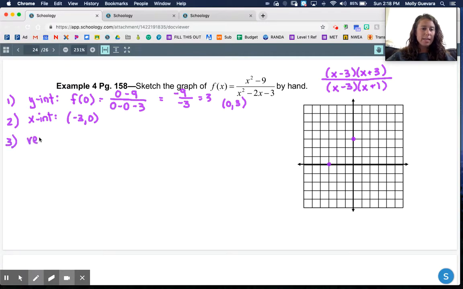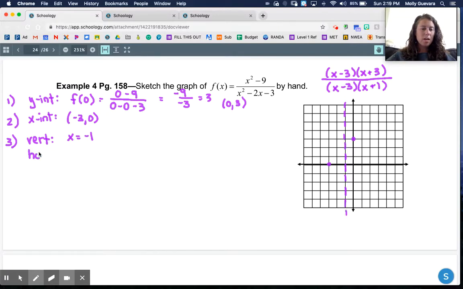Next thing is vertical asymptotes. Anything that's a 0 of the bottom, but not of the top. So in that case, I have one here at negative 1. So x equals negative 1. There's my vertical asymptote.